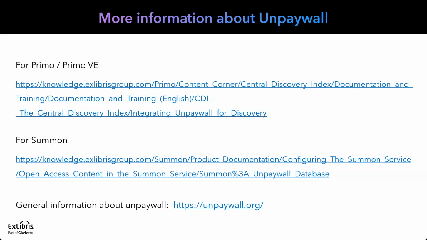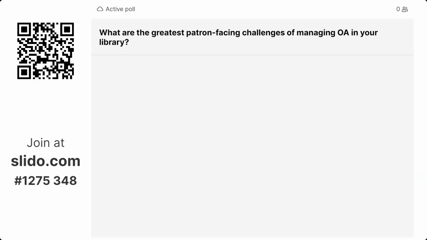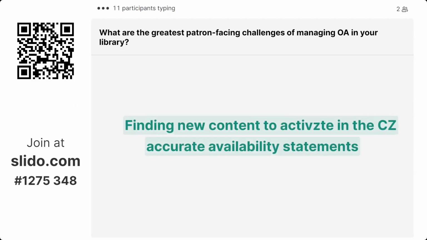So going over what we just talked about, I'm opening the next survey. Take your time, and I'd be interested in hearing what the greatest patron-facing challenges of managing open access in your library are. Because I think we did speak of some challenges and how Ex Libris manages these in different ways. So do share your ideas, your insights. Give it a few minutes.